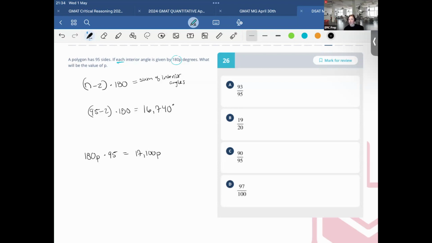Okay, so what this is telling me is that each interior angle has 180p degrees, and that means that each of those 95 angles has exactly 180p degrees. So since there are 95 angles and each angle is the same, that's why I'm multiplying them together. And now I have two expressions that I know are equal to each other. They're both the sum of the interior angles of the polygon, and I can set these equal to each other. So let's do that.